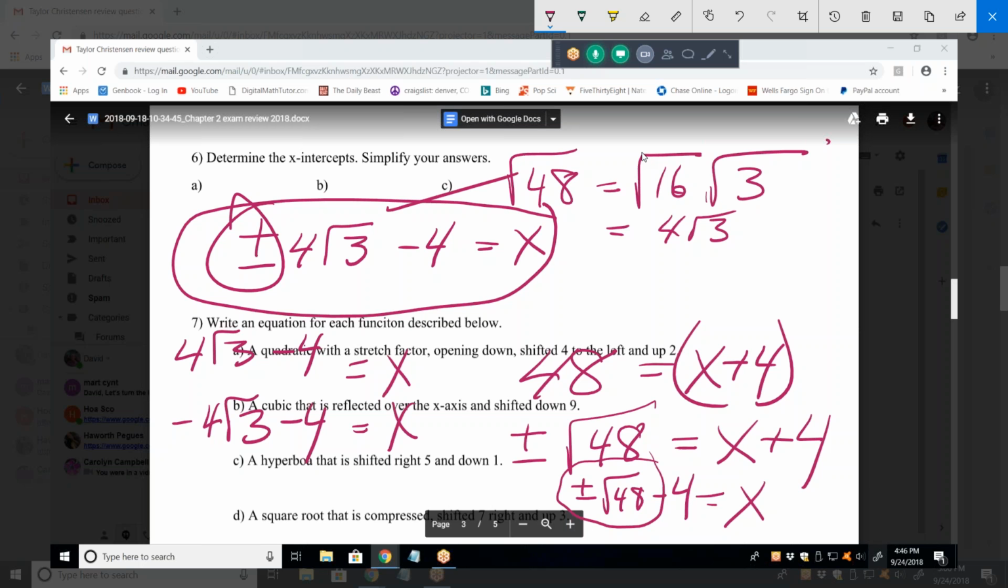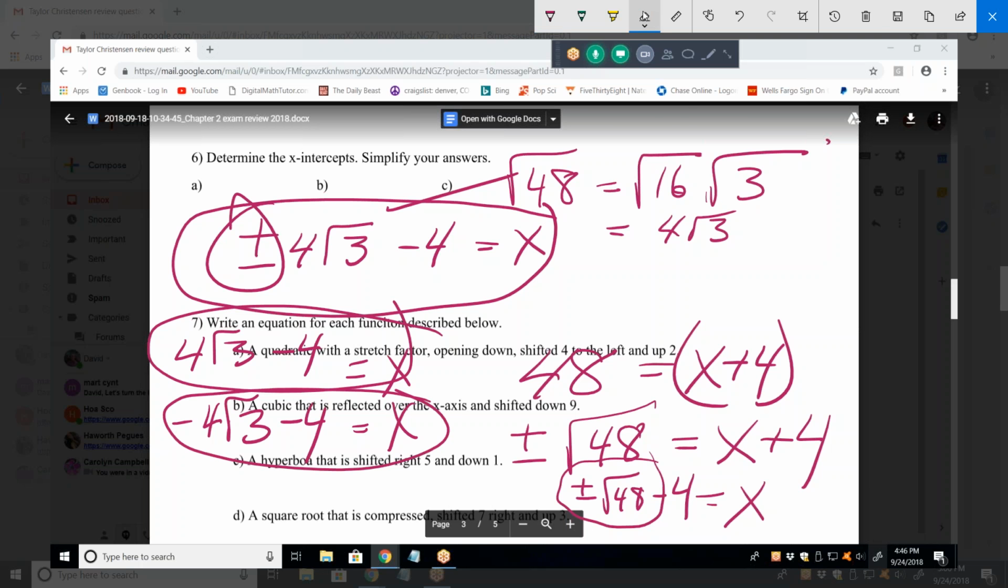Now, this is a satisfactory answer to most mathematicians, but you may have a multiple choice question and they may say, what's one answer? So you'd be looking for either that or that.